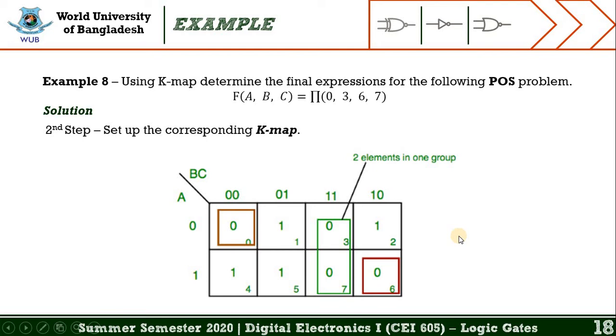The second step is to set up the corresponding K-map, and here you see we get 4 numbers, 0, 3, 6 and 7, and we get 3 groups. One is only 0, another one is 3 and 7, and another one is only 6. Well, let's move into the next slide.